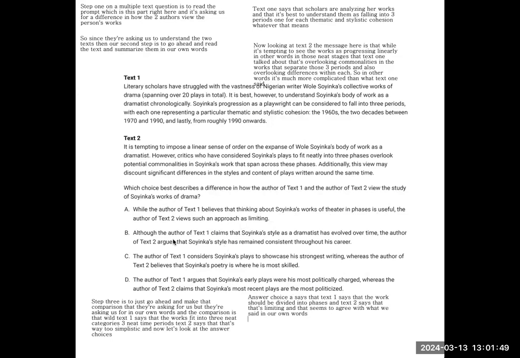Answer choice B says that although text one says that the style has evolved over time, text two says that it remained consistent. That's wrong because text two didn't say it remained consistent. It just said that the differences were too complex to be able to neatly divide into phases like that.